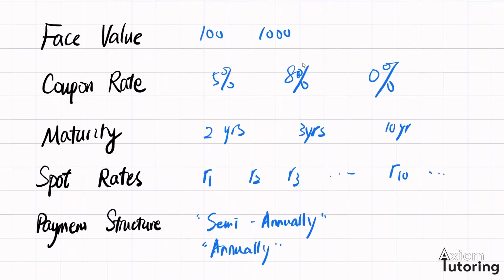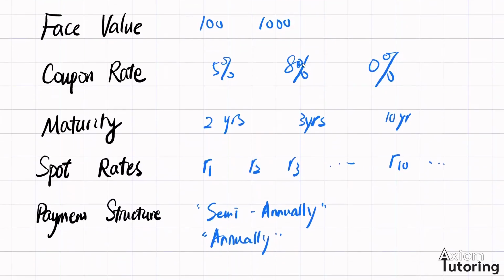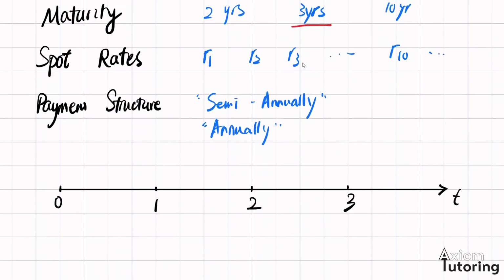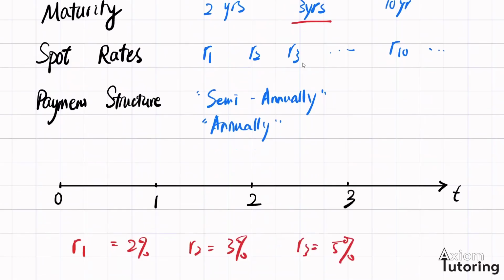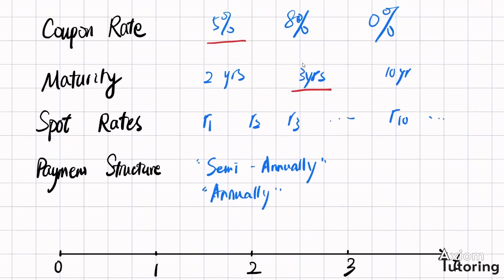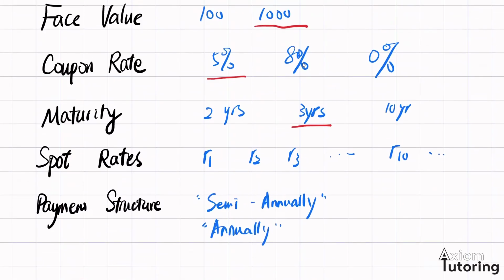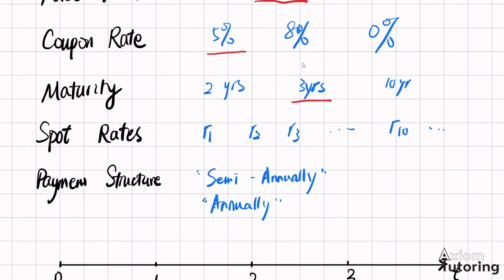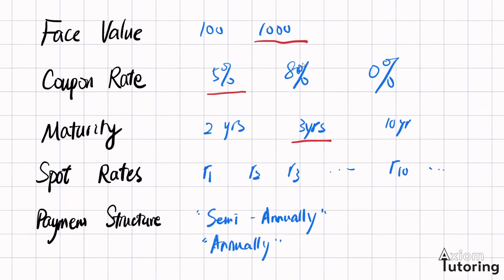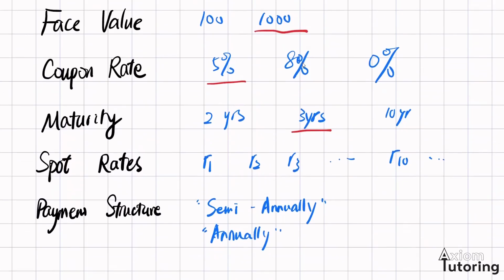If I have a face value of 1,000 here, let's pick this number, and the coupon rate is 5%, and the maturity is 3 years. And let's just assume for simplicity, R1 is 2%, R2 is 3%, and R3 is 5%, and the coupons will be paid annually. Can we put a price on this bond? Yes, because this is telling me the exact future cash flows and the appropriate discount rate. So I can always work out the price of this bond.